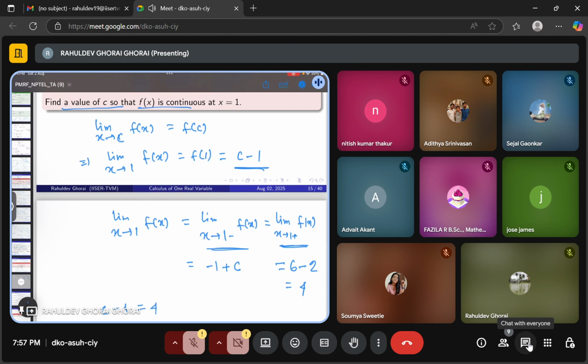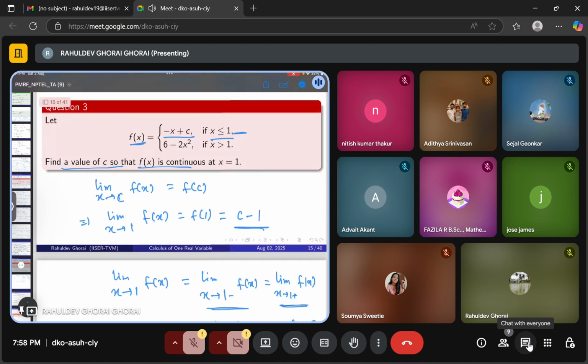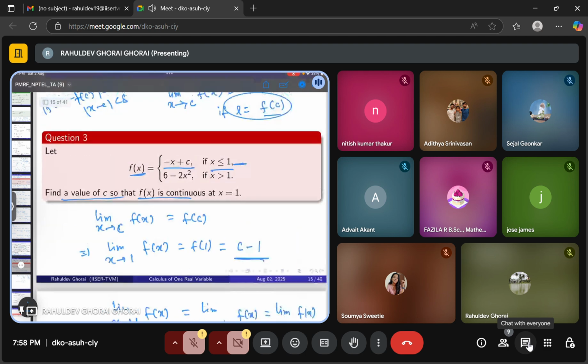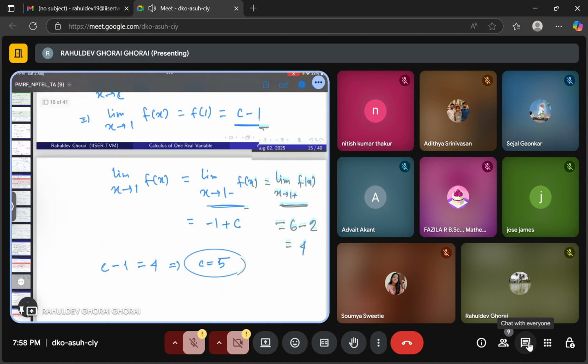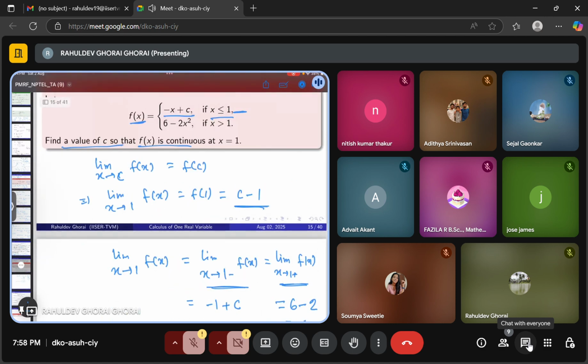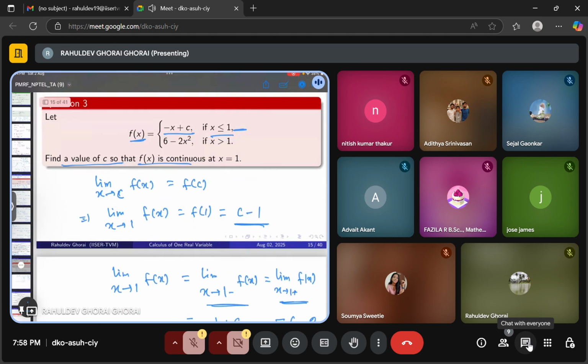For continuity, c minus 1 must equal 4. If it's not continuous, then that is not a problem. But for continuity, you need c minus 1 equal to 4, so c is equal to 5. So only at c equal to 5 is the function continuous. For this value c equal to 5, the function is continuous at x equal to 1. If you take any other value of c, f(x) will not be continuous.